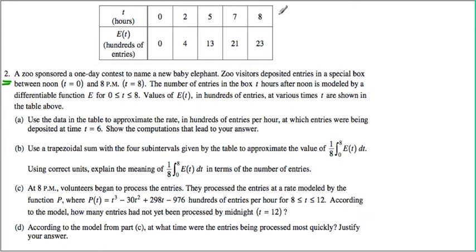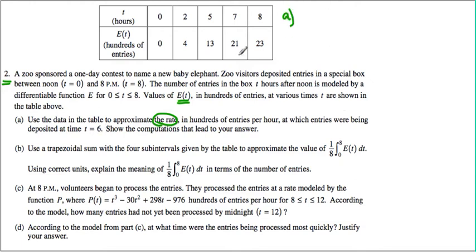Alright, so this is the chart that's given. T is the hour, and E talks about hundreds of entries, where T goes from 0 through 8. Once again, the values of E are given right over here. First, use the data in the table to approximate the rate. When we are given the values, in order to find the rate, all we have to do is find the slope about that point, just like the mean value theorem. So part A.